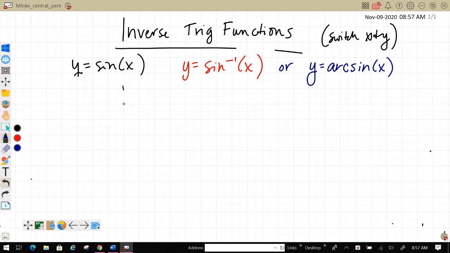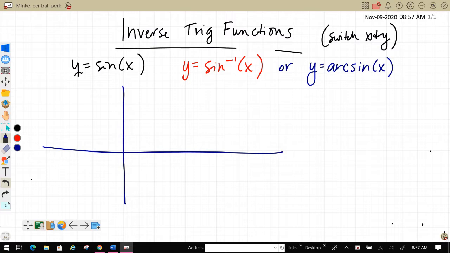So we're going to take our x and y axis that we normally have, and we are going to switch them, because that's what an inverse says to do, right? X becomes y, y becomes x. So normally on the x-axis we have pi over 2, pi, 3 pi over 2, 2 pi, right? That's what we normally have. Not anymore. Those are now going to go here.